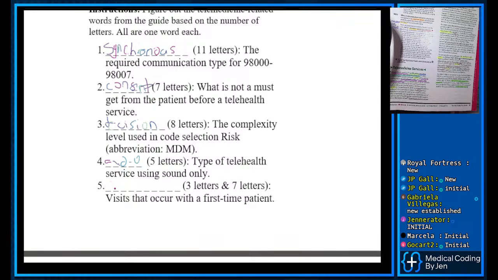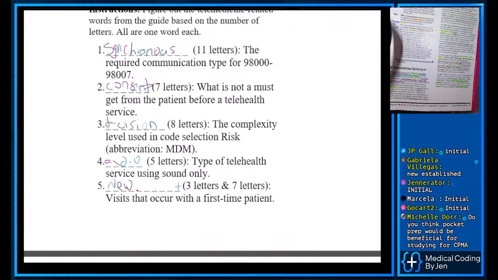Y'all got the new, the second word ends in a T. There you go, V. Patient. Yep. All right.